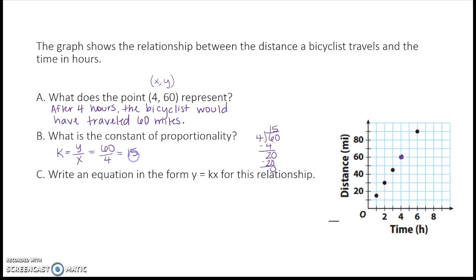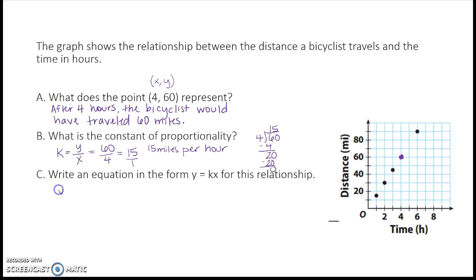So my constant is 15. That's telling me, if it's 15 and I think about my constant, it's per 1 mile. So 15 miles per hour. Sorry, so my constant is per whatever, right? Because it's 15 over 1. So on top is 60, that's miles. On the bottom is hours, so 15 miles per hour.